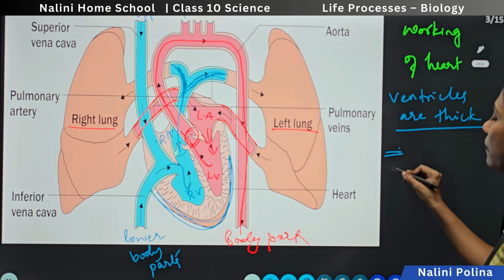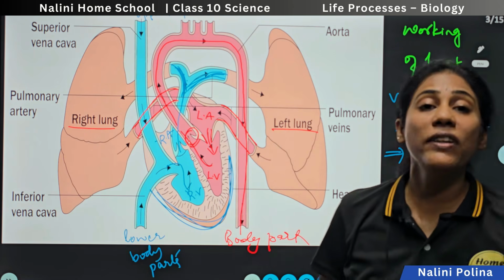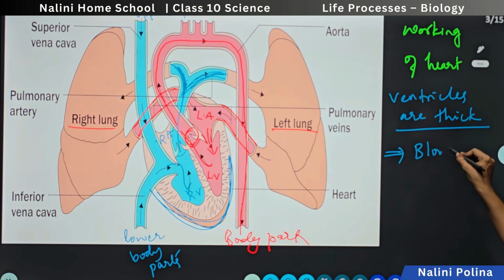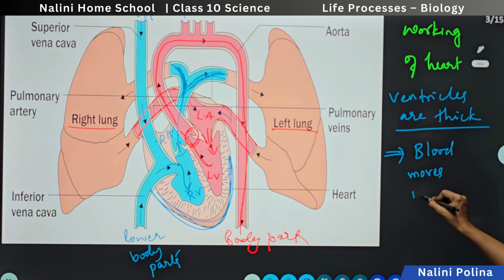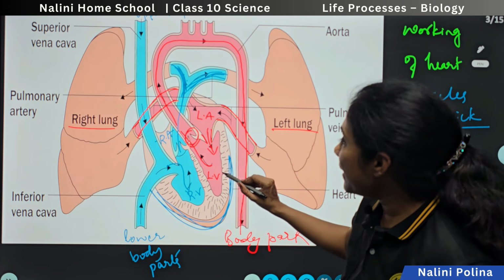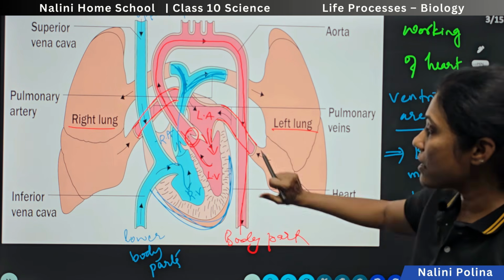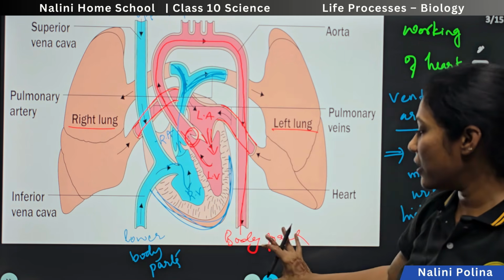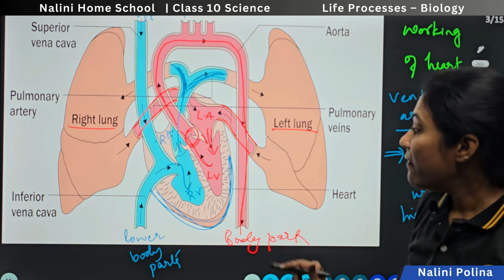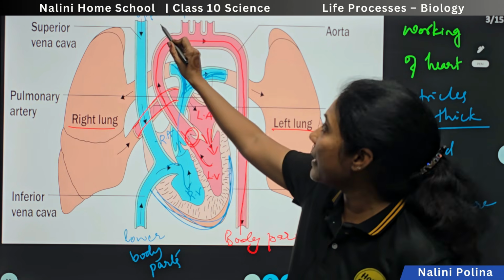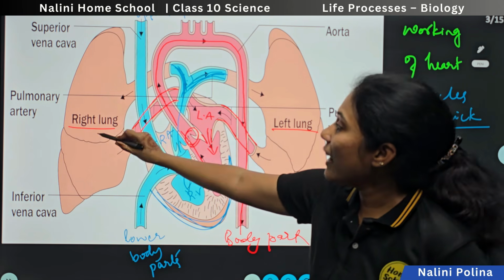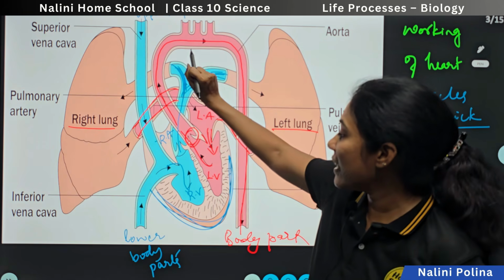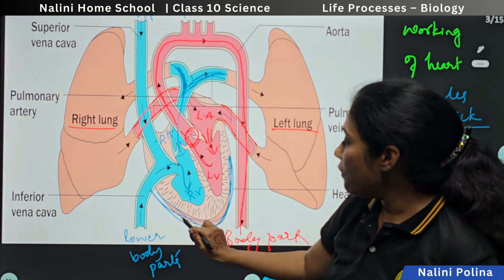So why are ventricles thick? Because it is through the ventricles that the blood is moving with high pressure. From the left ventricle the blood has to move to all body parts, right? So the blood has to move at a very high pressure. That's the reason the left ventricle has to be thick. Whereas from the right ventricle, the deoxygenated blood is moving back to the lungs, and that also should happen with high pressure. So that's why the right ventricle wall should also be thicker.